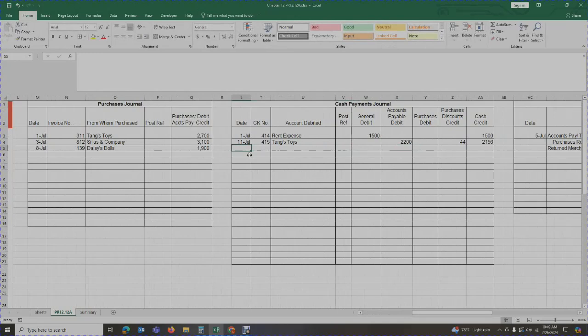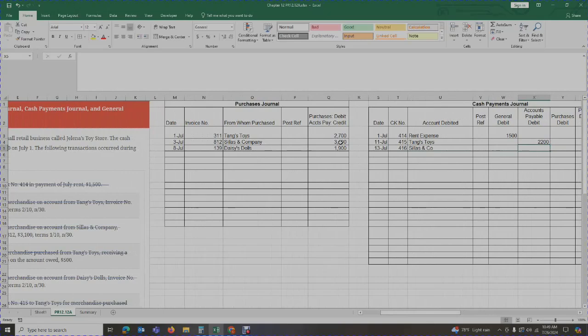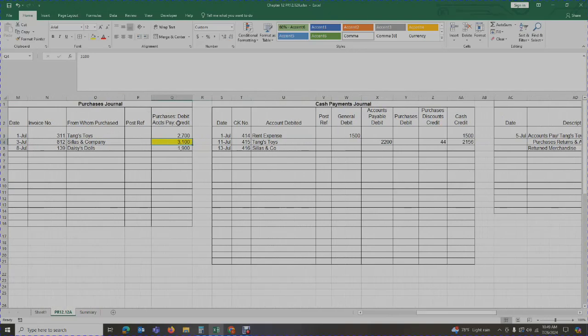This is happening on July the 13th. We're paying them with check number 416. Who are we paying? CS and Company. How much are we paying? Well, my accounts payable balance, let's go check out how much it is. For CS, my accounts payable is $3,100. That is how much I owe CS and Company. So I'm going to go over here to my cash payments journal, and I'm going to clear my accounts payable with a debit of $3,100.